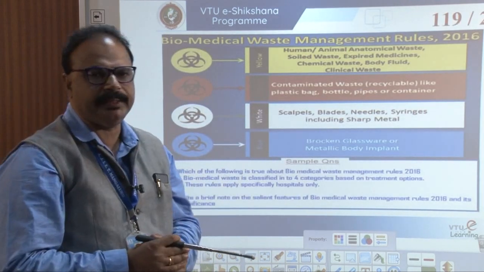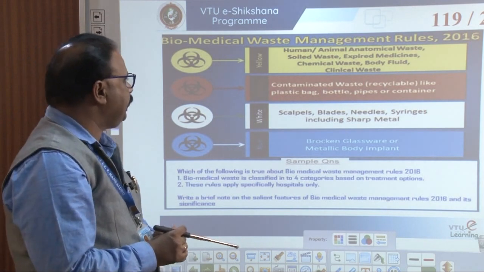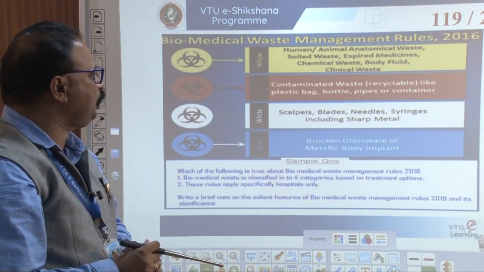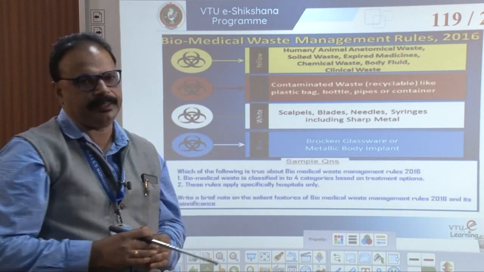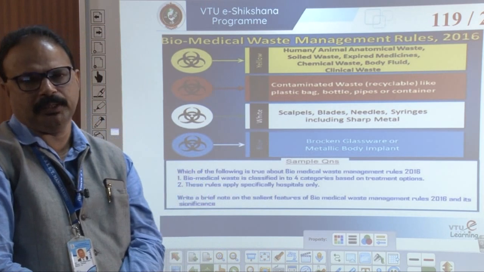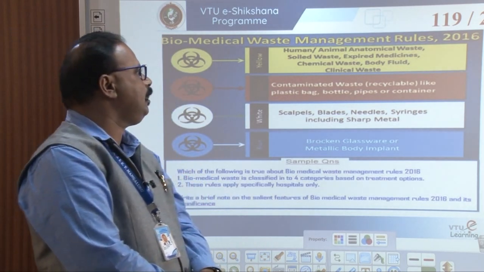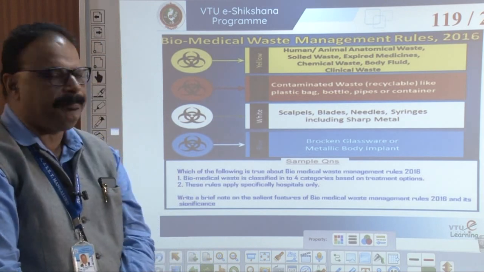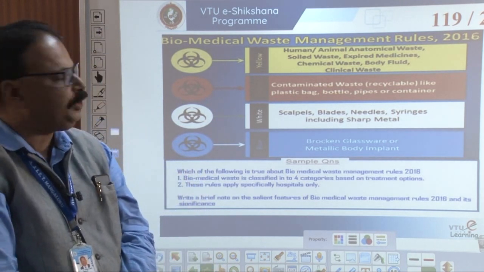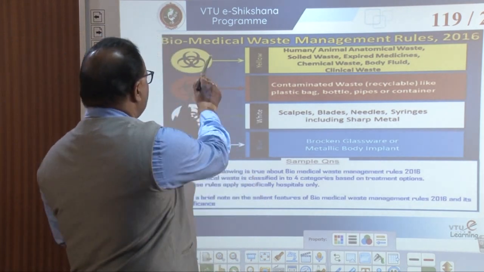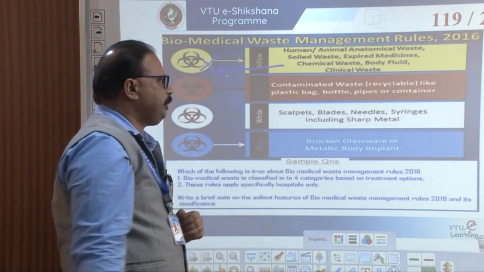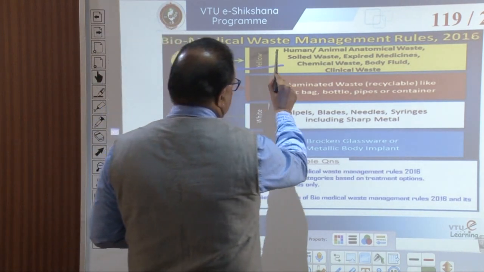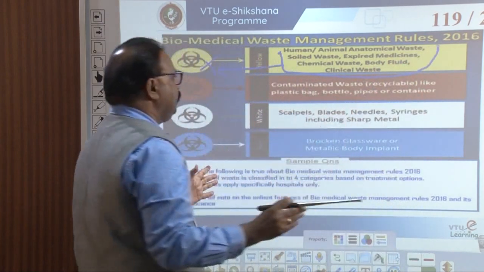See here, different types. Yellow color indicates human and animal anatomical waste, soiled waste, expired medicines, chemical waste, body fluid, and clinical waste. This yellow color bag or yellow color container is used for human and animal anatomical waste, soiled waste, expired medicines, chemical waste, body fluid, and clinical waste. Very, very important. In the hospital, we can see the yellow color bag, and this waste is packed in the yellow color bag.